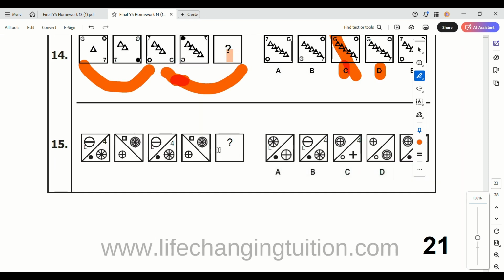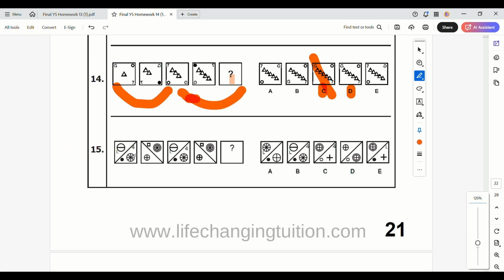Question 15. We have got a... This is diagonal to the left, diagonal to the right, left, right. So you know it's going to be to the left. Sorry, let me zoom out a bit. It's a skipping pattern as well from what I see. If you look at box 1 and box 3, exactly the same. So we know this shape is also going to be exactly the same as box 3. Which option looks exactly the same as box 3? It's only option B.